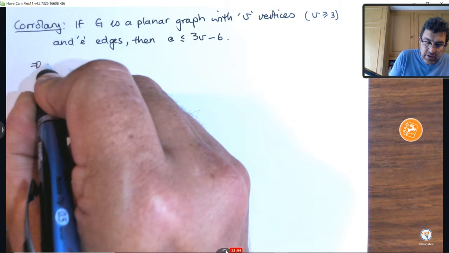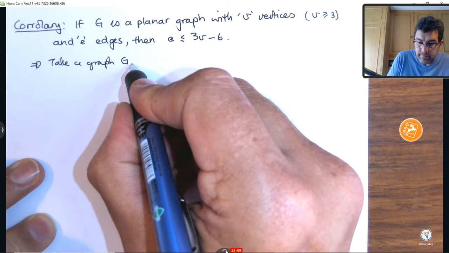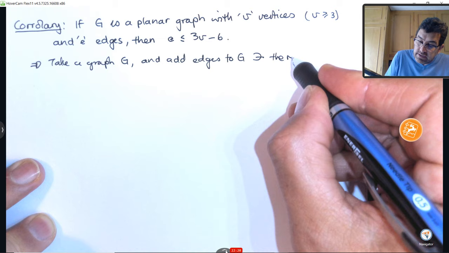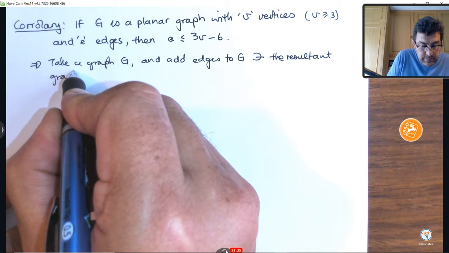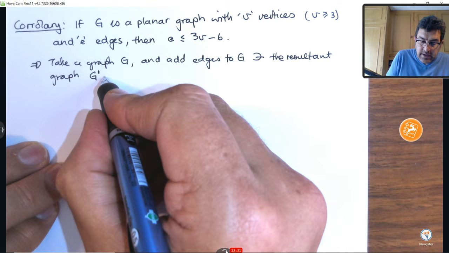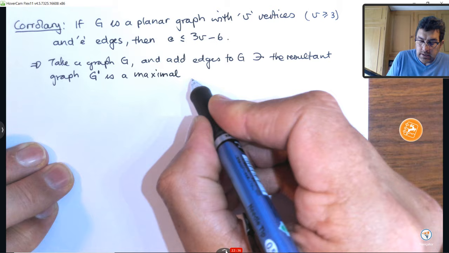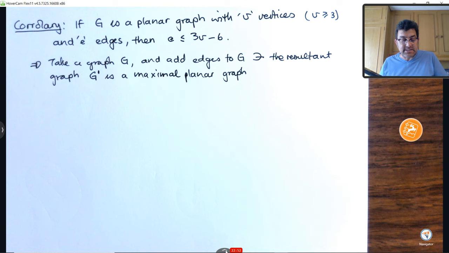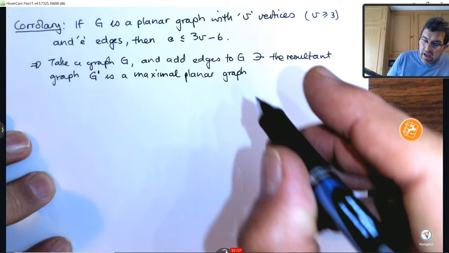If we take a graph G and add edges to G such that the resultant graph, G prime as we're going to call it, is a maximal planar graph. So we've got two graphs: the initial graph, then G prime. How is G prime formed? It's formed by adding edges until we get to a maximal planar graph that we need to work with. And that graph will have E prime edges.